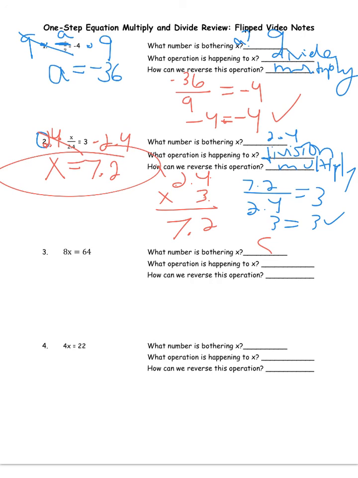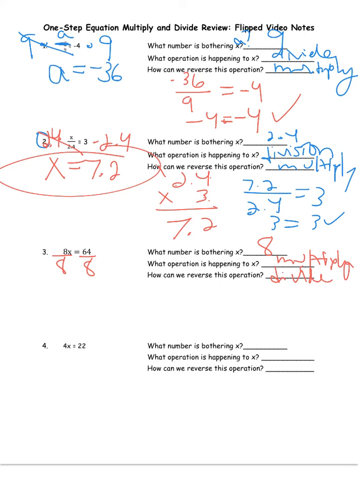What number is bothering x? Obviously it's 8. What operation is this? Now, when there's a number and a variable pushed right up next to each other, that is multiplication. So what operation is currently happening? Multiply. How can we reverse this? We would divide. And so I'm going to divide both sides.